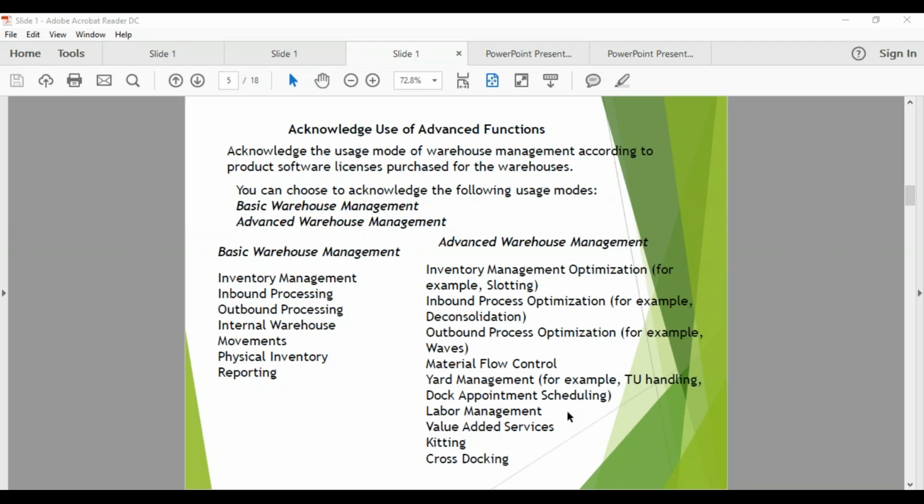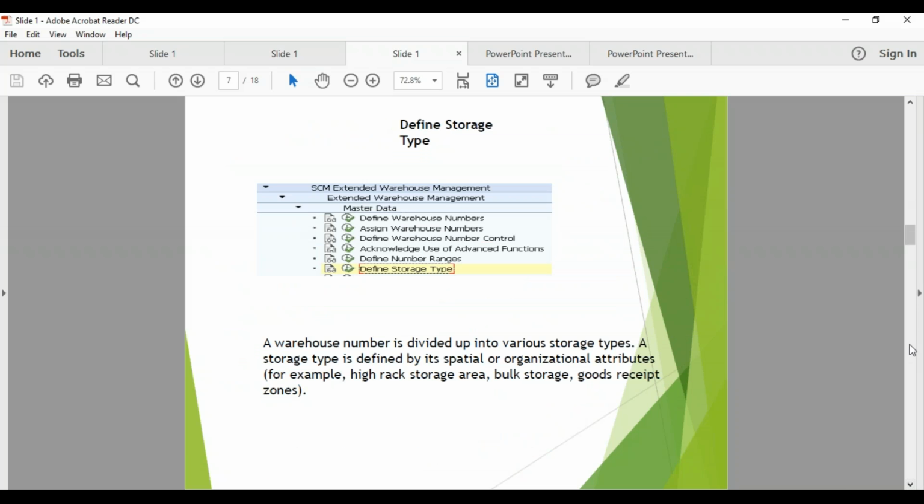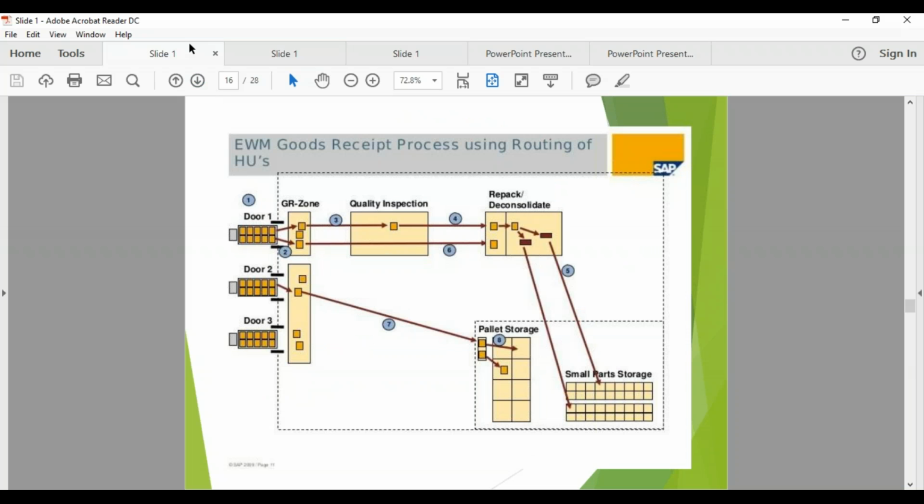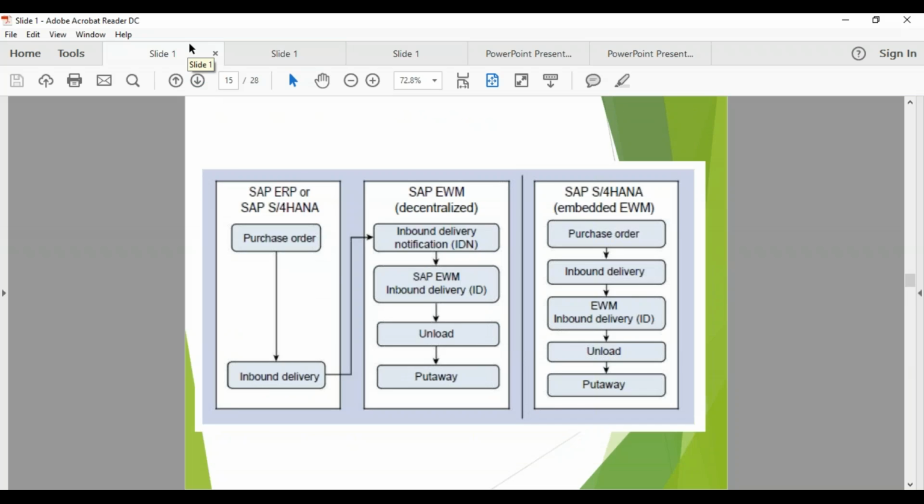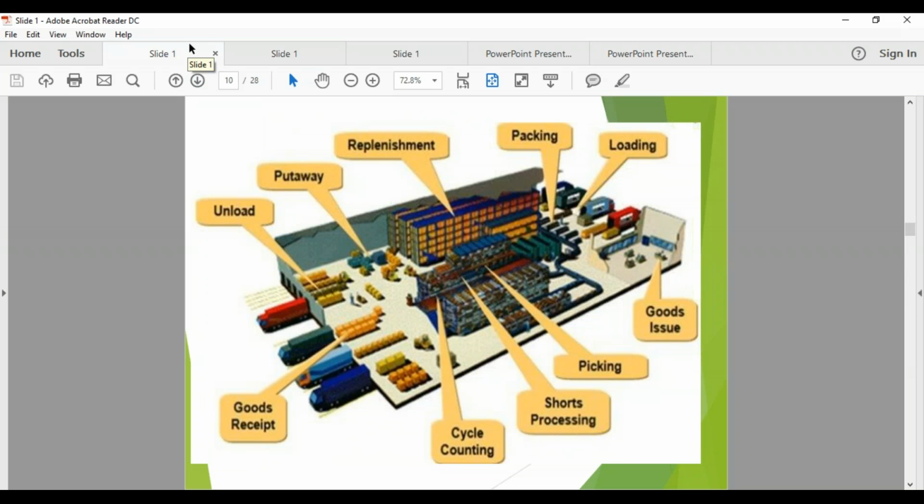The next one, the important thing is, further a warehouse is bifurcated into multiple storage types. So the whole complex, the entire warehouse, we can see there are multiple places. Imagine this as a yard.